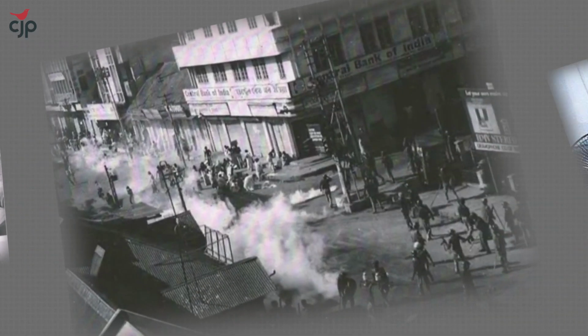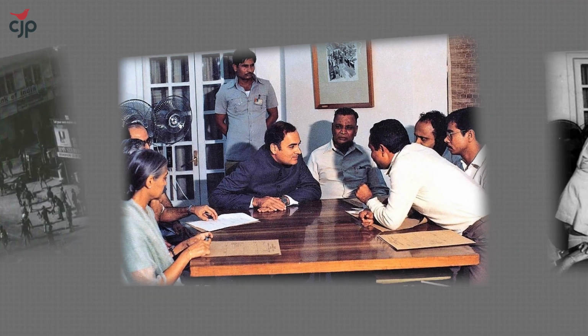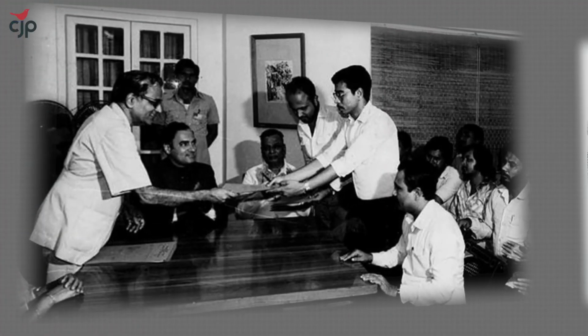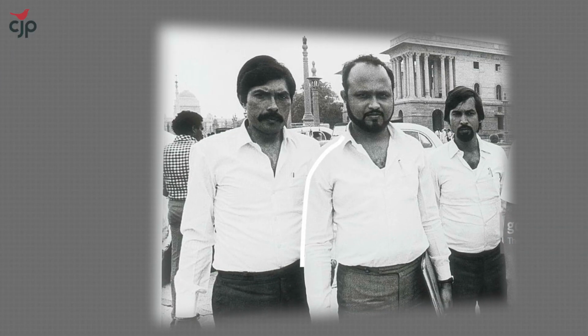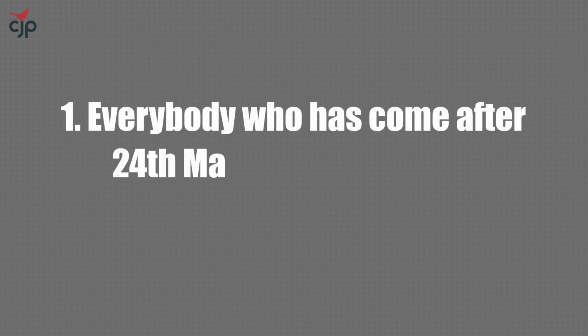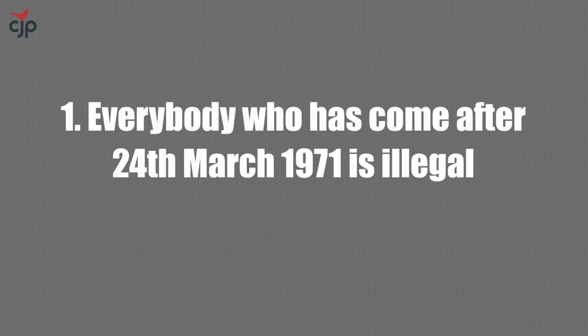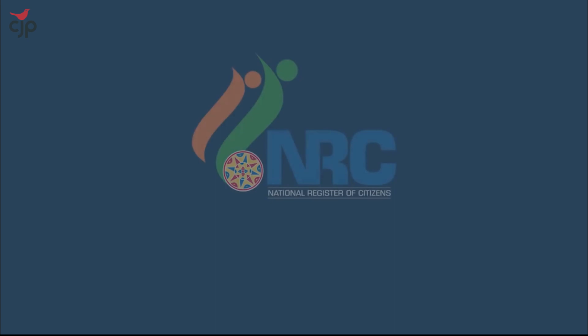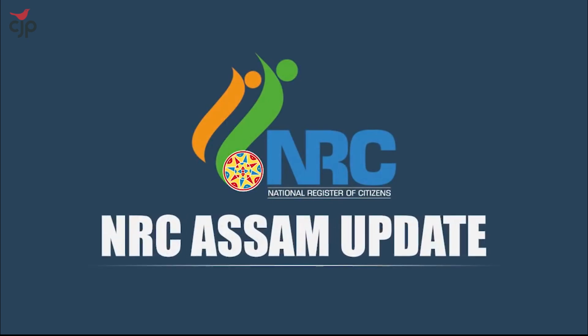In 1985, the Rajiv Gandhi government signed the historic Assam Accord with ASU and AGP. Guess who came to power in the next election? The Assam Accord stated that everybody who came in after March 24, 1971 is illegal, and that the 1951 NRC would be updated. But it took more than 30 years for the NRC update to begin, which brings us to why this video is being made.